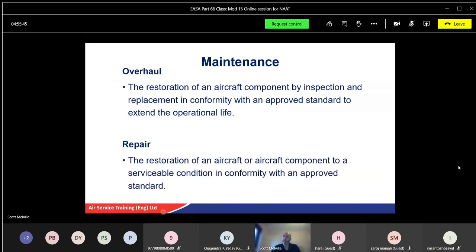Repair, as it sounds, is restoration of an aircraft or a component to serviceable condition, again conforming with an approved standard. This is going to be the running theme. It has to be an approved standard. You can't just go and make it your own way, thinking I'll try and fix it, I'll be okay. It has to be an approved standard.